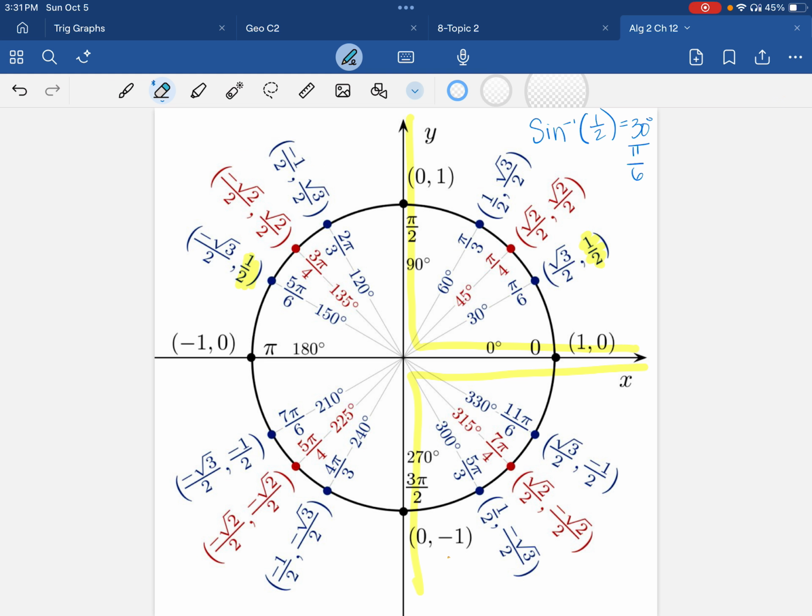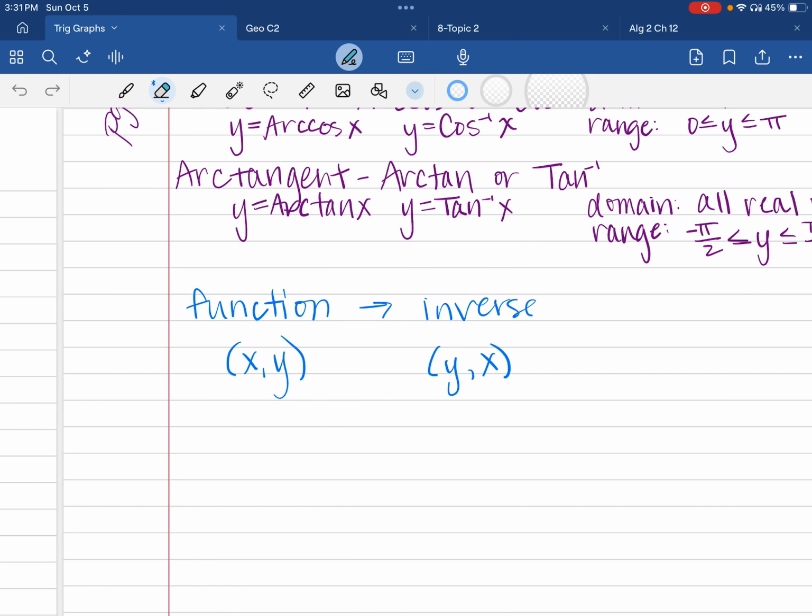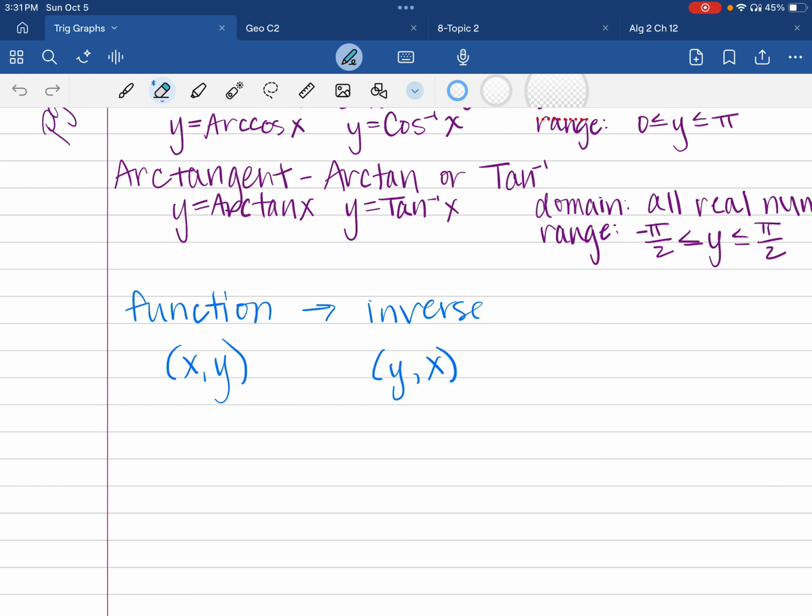So when you are doing this on the homework, these are what the problems are going to look like. Find each value, write angle measures in degrees and radians. So give an answer in both degrees and radians.